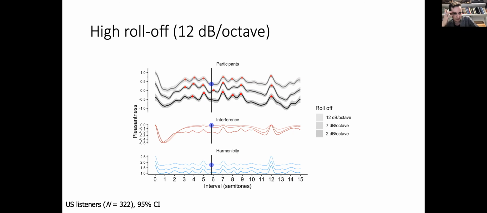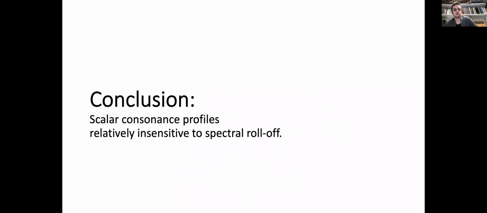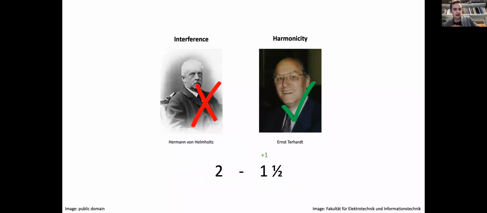So we see that the peaks are still being retained, contradicting the interference model. And all we're seeing is basically that the curve shifts upwards. This implies that participants do prefer tones when they have high roll-off, but the consonance profile itself isn't changing. So the conclusion is that scalar consonance profiles are relatively insensitive to spectral roll-off. And this is going to give us 1 point for Teilhart's team and 0 points for Helmholtz's team.